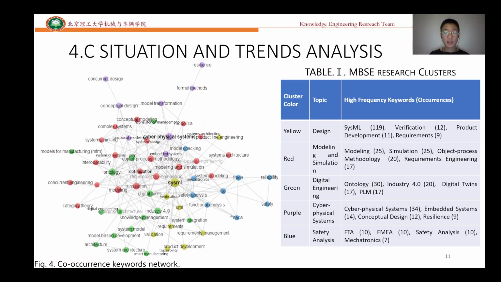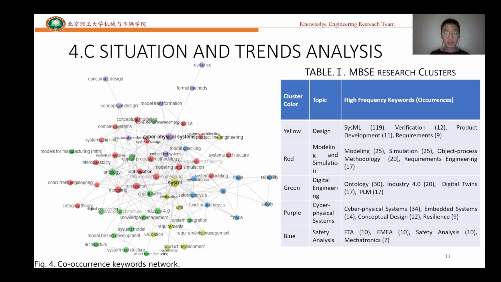The core of MBSE is still the modeling language. SysML, which appears most times, is associated with 41 keywords. The topic of modeling and simulation, the red cluster, is evenly distributed across the other 4 clusters, which can be considered as a basic activity of MBSE. From a functional point of view, it is worth noting that safety analysis is presented as a cluster topic with modeling and simulation and design.